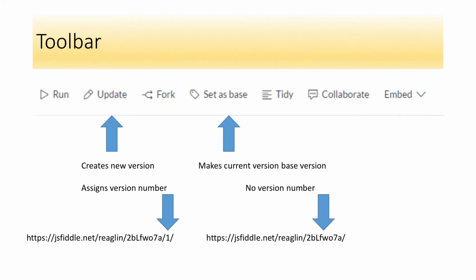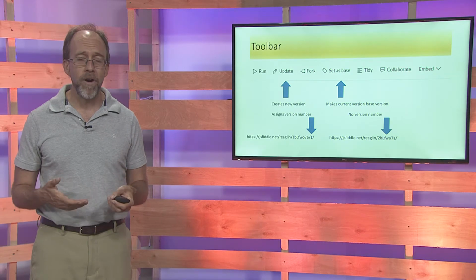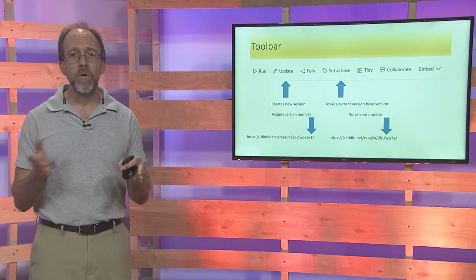So now the toolbar, once you save, is going to look something like this: run, update, fork, set as base, tidy, collaborate. All of them are useful. Update says, okay, I'm at a point where I don't want to lose my code. Hit update, a new version is created, it'll be the current version, and they're numbered. So that's why I know they had 158 tries. Hey, good job. You finally got to something that worked. And you can access the versions very quickly and easily through the URL bar at the top of the browser, because they're going to be /1, /2, /3, /4. That's how I know which one you did.